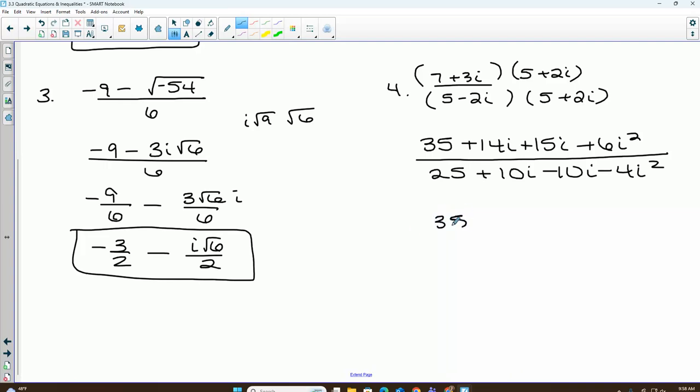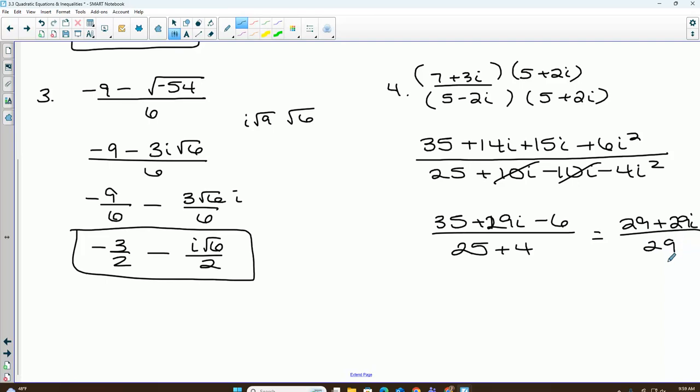Combining like terms. So 14i plus 15i is 29i. 6i squared is, on the bottom, the 10i's cancel, so you have 25 minus 4i squared, which is plus 4. All right, so that gives me 29 plus 29i over 29. Wow, I made up a really nice problem. So then that reduces to 1 plus i. I can pretend I did that on purpose. Any questions there?